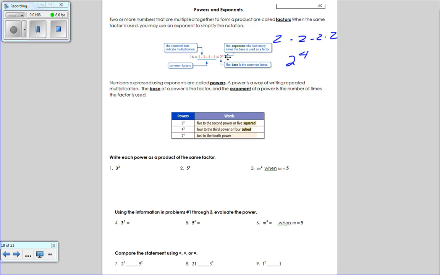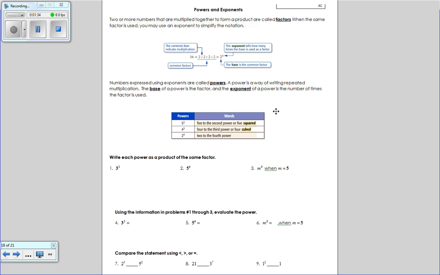It's the tiny number that's above your base, or the common factor. So the base of this is 2. It's the common factor that's been multiplied 4 times, so our exponent is then 4. That tells us how many times we multiply the base to get the number. Okay?